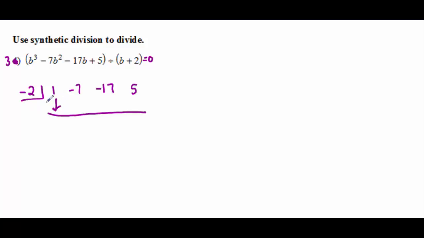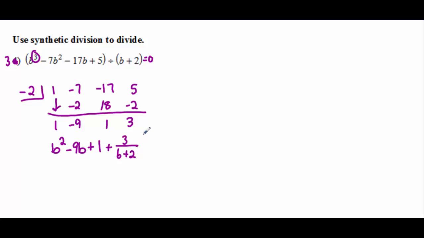So we're going to do what we did on the last problem. Drop the first number, multiply, add, multiply, add, multiply, add. Then we're going to write out our answer. I didn't say this on the last one: the way this works is if this is cubed, we're going to start with b squared. We always start one power less. So we do b squared minus 9b plus 1 plus our remainder. It's plus because our remainder is positive, and we put 3 over what we were dividing by, which was b plus 2. And that's our answer.